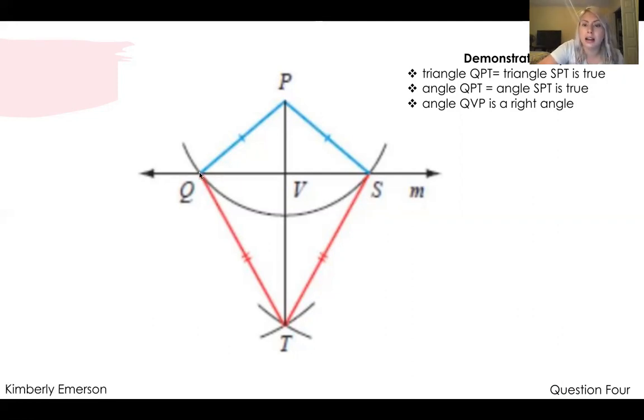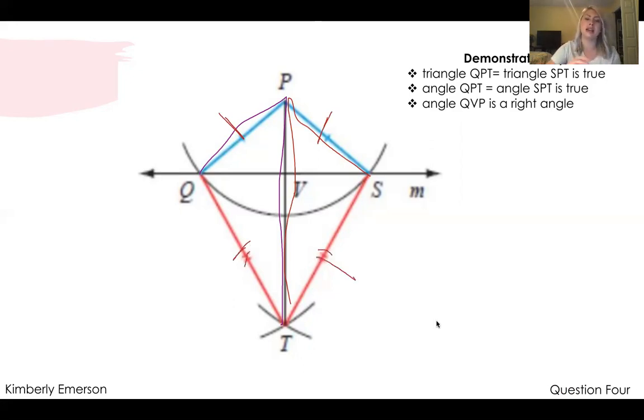So we're talking about angle QPT, and we're also talking about the angle, let me get another color, angle SPT. And we see our little lines that we have here. We see that's a congruent line, that's a congruent line. These are congruent lines, and these are congruent lines.